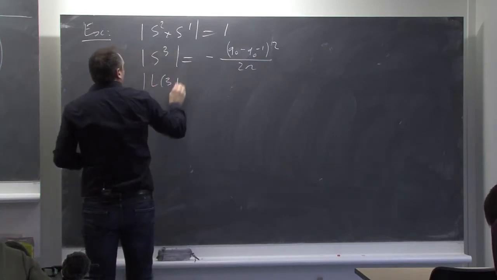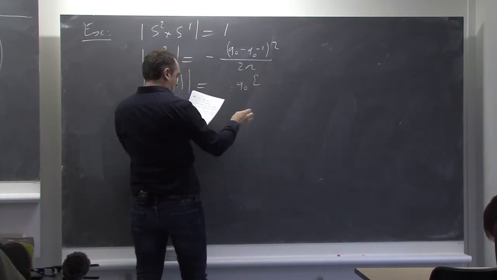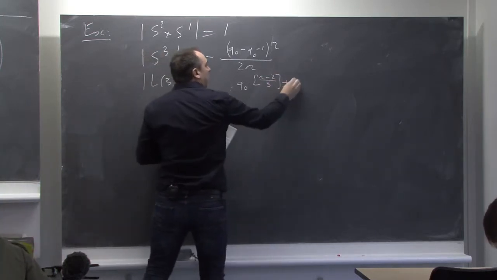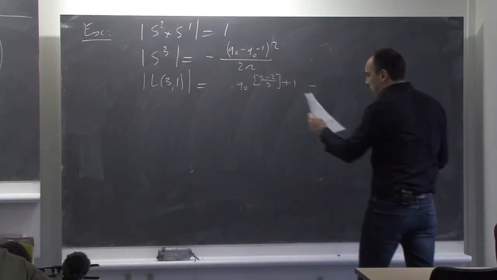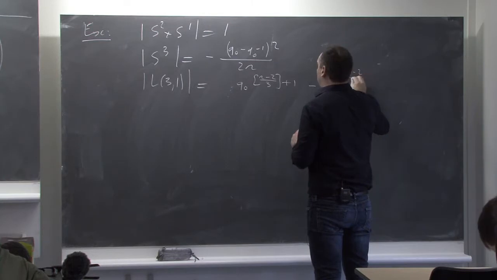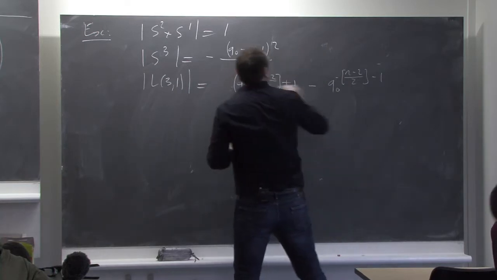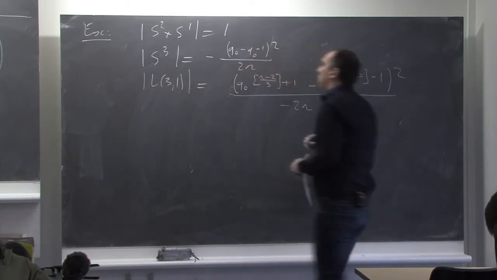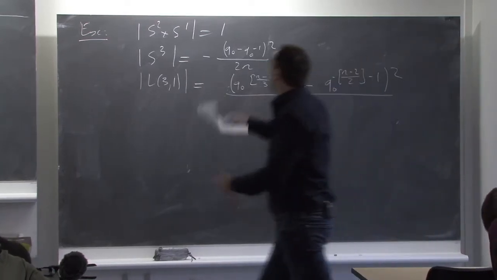And if you want to compute S31, for example, you have Q0 R minus 2, 3. So this is the integer part, minus Q0 R minus 2 over 2 plus 1 minus 1 square over minus 2R. Okay. So this is an example. You can compute this number using this data.